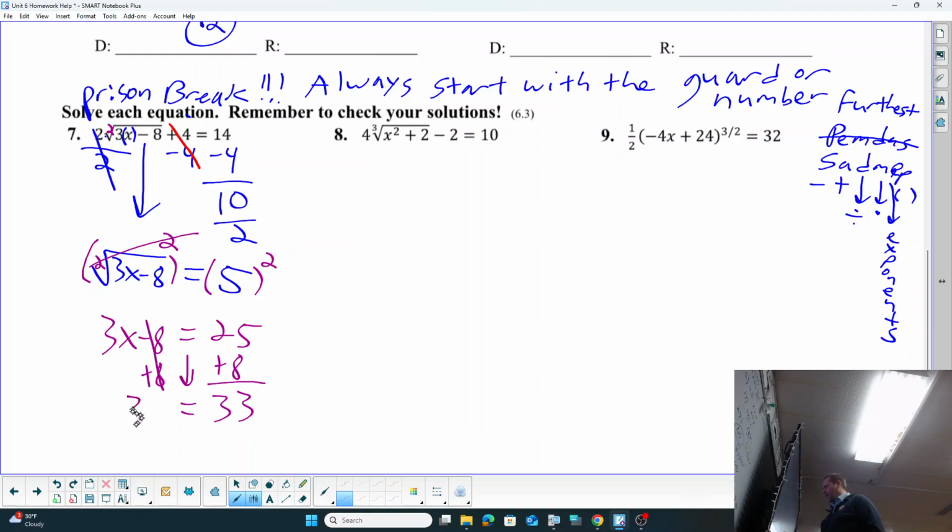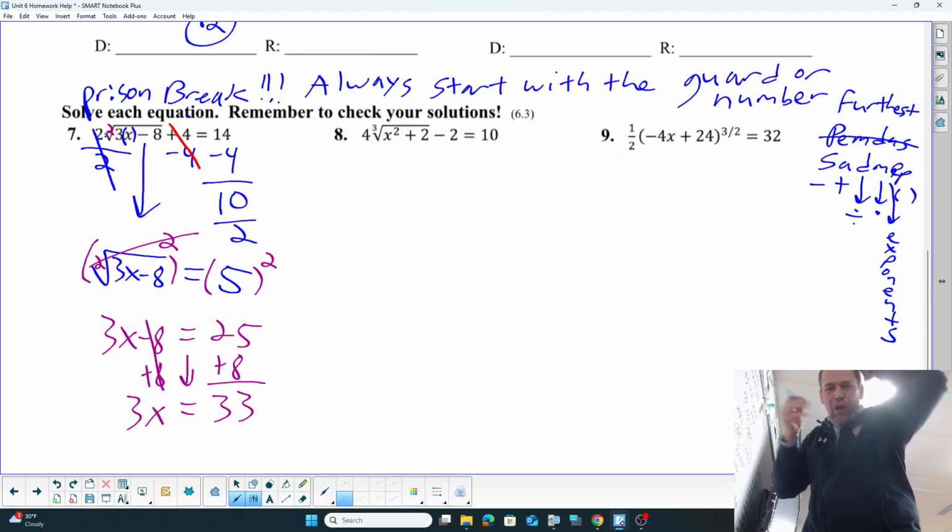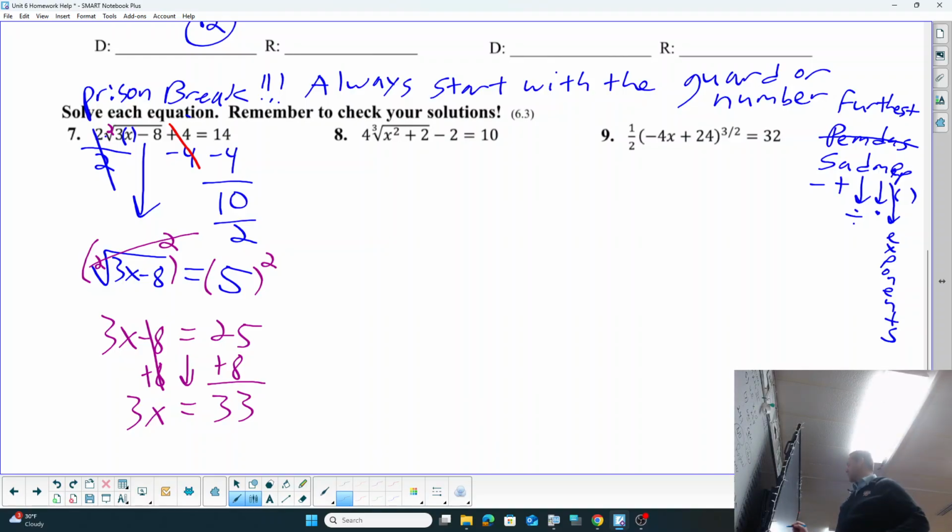Equals. Okay, last prisoner. He's got him by a headlock there. We're just going to have to pull him from the ground. Grab his legs, pull him down. So we're going to divide by 3 and pull him down. And then divide by 3. And so that's 11. So x equals 11.